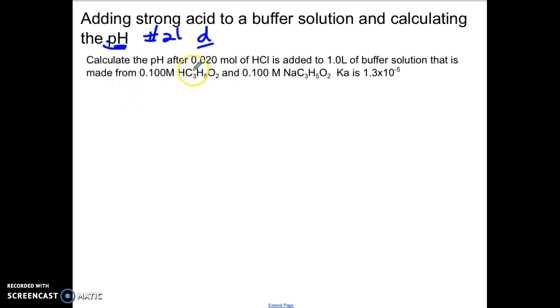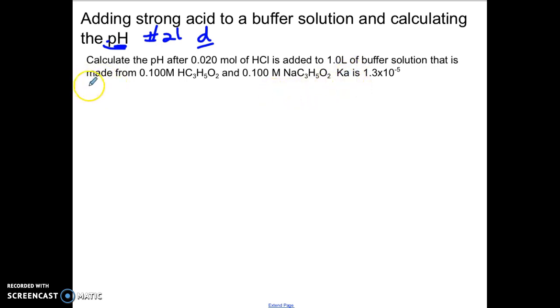It's asking you to calculate the pH after, and I know this part is weird, so you're adding moles of HCl, but you're not really changing the volume. You're adding 0.020 moles of HCl. Remember, HCl is a strong acid, so that's going to completely dissociate. And you're adding this to the 1 liter of the buffer solution that's made from a 0.1 molar HC3H5O2 and 0.1 molar NaC3H5O2. And I'm giving you the Ka value for that weak acid as well.